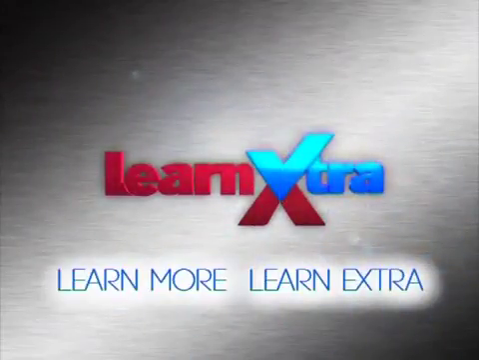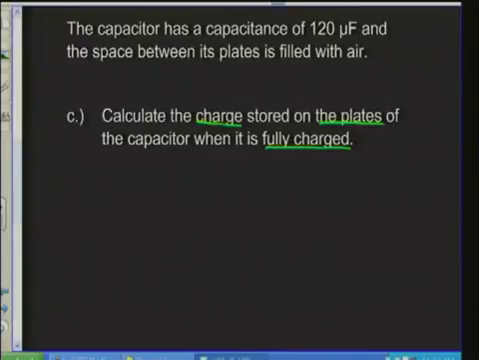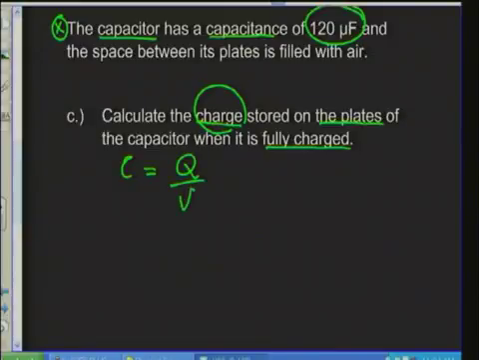It is fully charged. Now, for us to calculate the charge stored there, we need to know the capacitance of this capacitor. And we are told here that the capacitor has a capacitance of 120 microfarad. So we can use this equation that says capacitance is equal to charge over the potential difference. What you are given is the capacitance C, which is 120 microfarad.